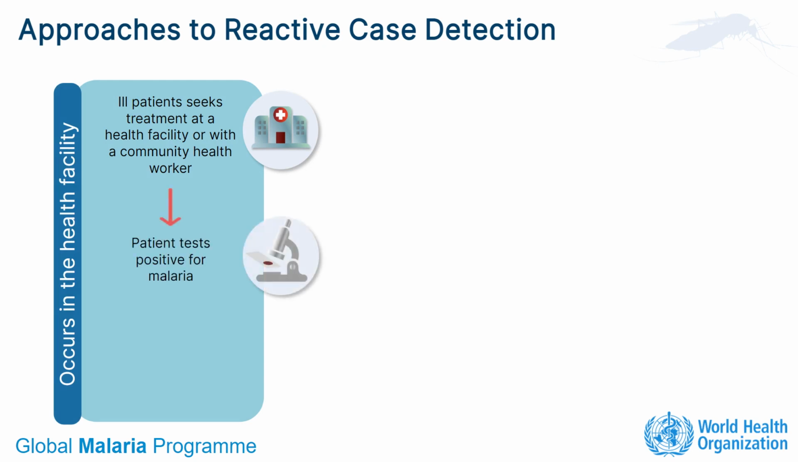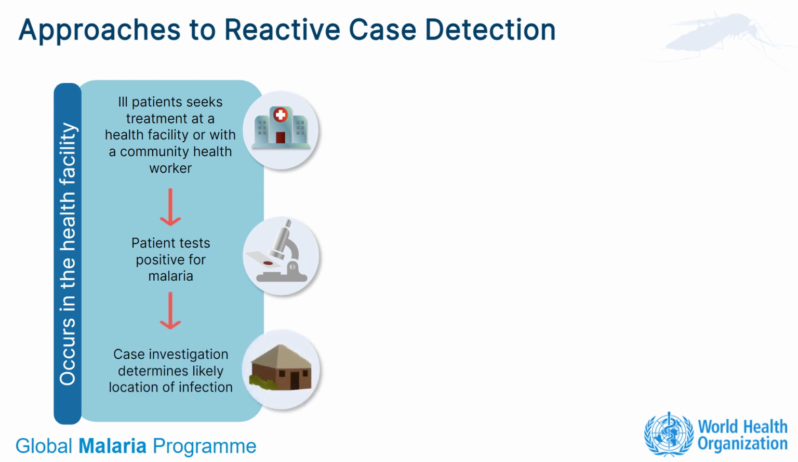Reactive case detection starts at the health facility or with a community health worker when a confirmed case is identified. Reactive case detection is triggered by the detection and notification of a confirmed malaria case from a health facility or a community health worker. During the case investigation, the likely location of infection of the index case is identified, at which point health facility staff, or other cadre of staff depending on the country, conduct reactive case detection in the community.